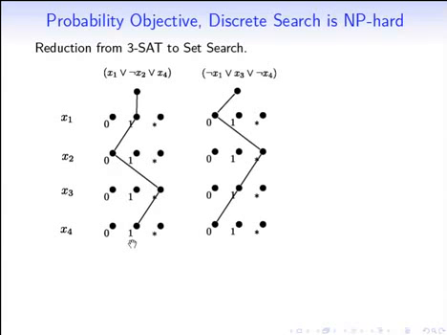And similar for x4 here, it appears non-negated, so we connect it to x1. And the same thing's happening over here. The first one appears negated, the second one doesn't appear, the third one's non-negated, and the final one is negated.